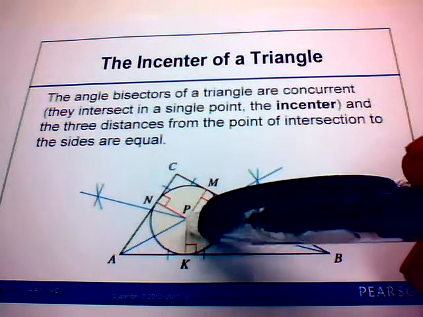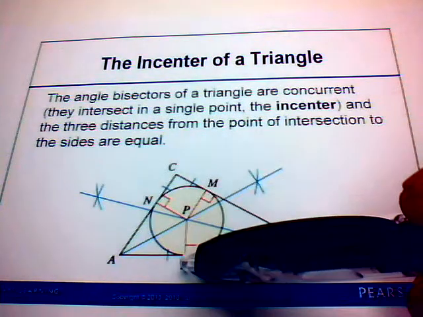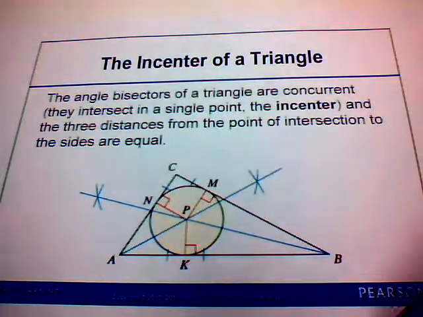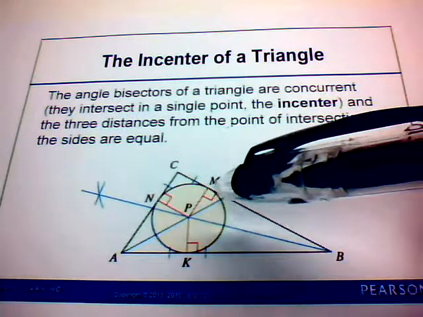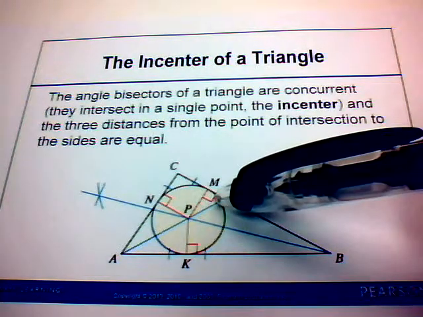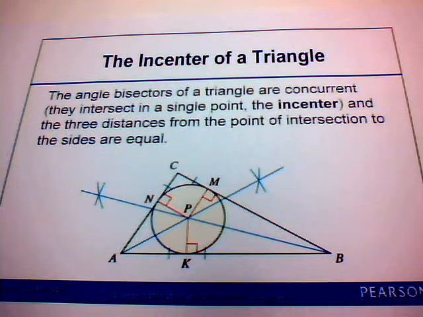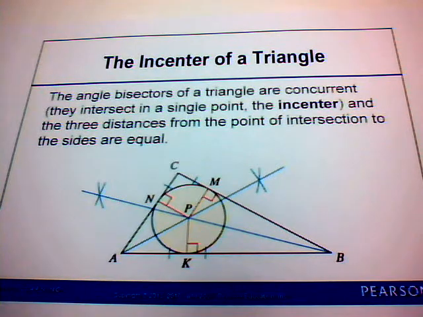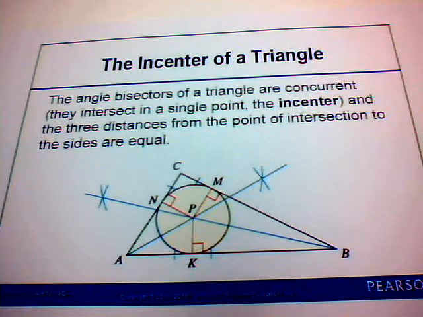And the distances from the point of intersection to the sides, like PM, PK, PN, are actually all radii, so they're going to be equal. So that means here, if you look at MC and CN, they're equal. Okay, so that's basically what the incenter of a triangle looks like. You're just getting the point of intersection of all the angle bisectors. Okay, so that will conclude this short video on additional constructions.